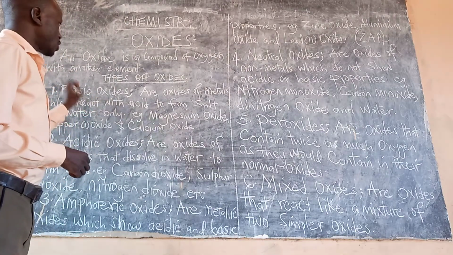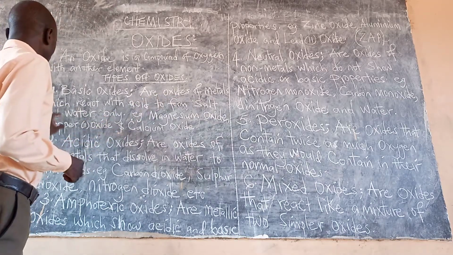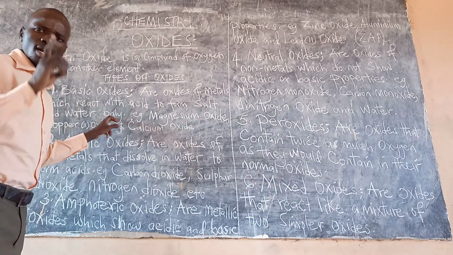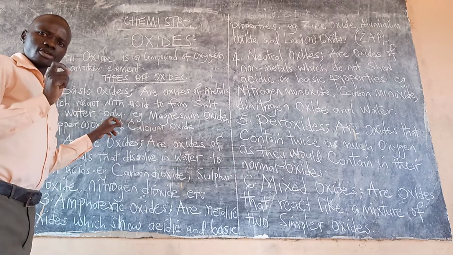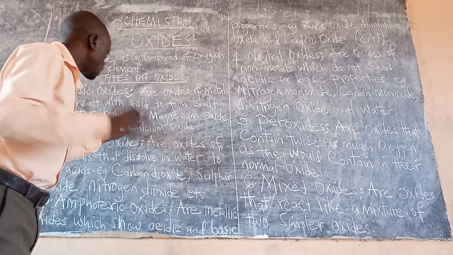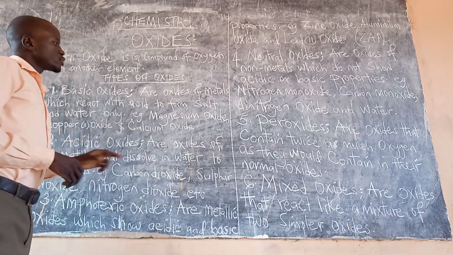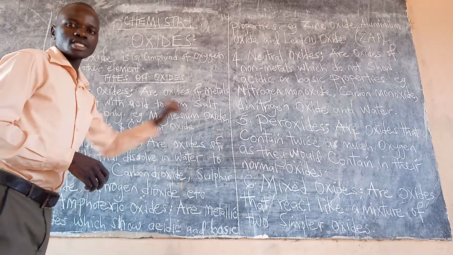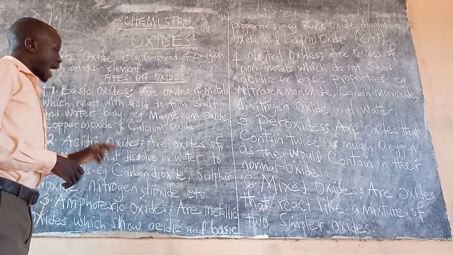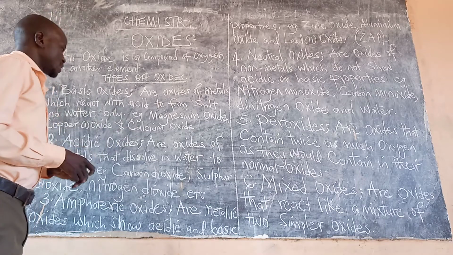Basic oxides are oxides of metals which react with acid to form salt and water. Only the oxides of metals that react with acid to form salt and water only is what we call the basic oxides. Examples: we have magnesium oxide as one of the basic oxides. We have copper 2 oxide and calcium oxide. These are the basic oxides.